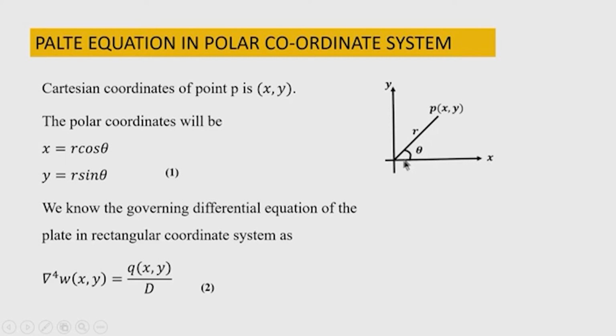And you can also see that tan theta will be y by x. So, with the relationships x equal to r cos theta and y equal to r sin theta, we will be able to transform the equations of bending of plate derived in the rectangular coordinate system, like del 4 w(x, y) equal to q(x, y) by D, where D is the flexural rigidity of the plate. It is nothing but E h cube divided by 12 into (1 minus mu square), where mu is the Poisson ratio of the plate.